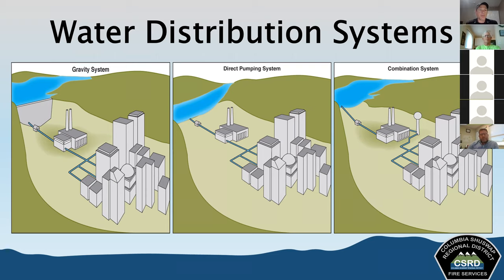The next one we have in the distribution systems is a direct pumping system. So what that does is it places the pump near the water source or the treatment plant to create the required pressure. This is often found in agricultural and industrial settings. You have to put one or more pumps to draw water from the primary source and transport it to the point of use. Some of the disadvantages of that is that you have a total dependence on pumps.